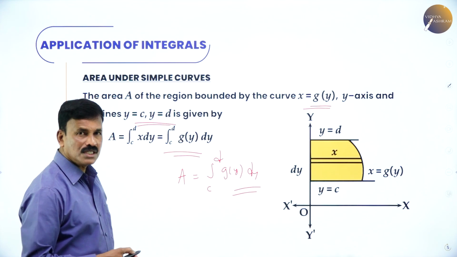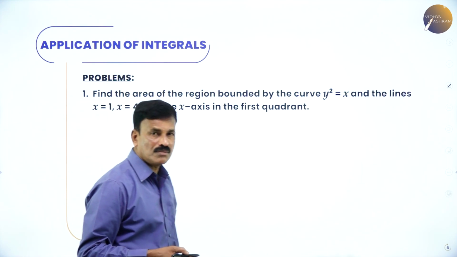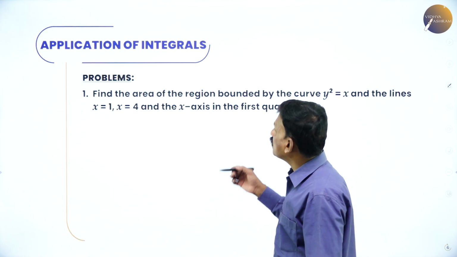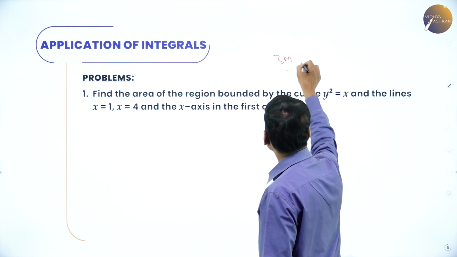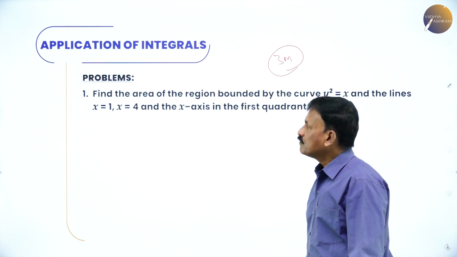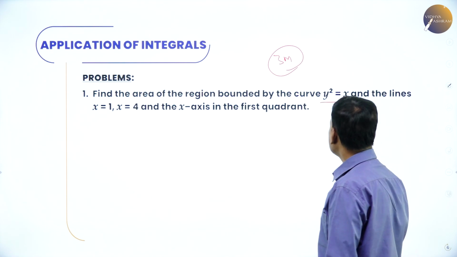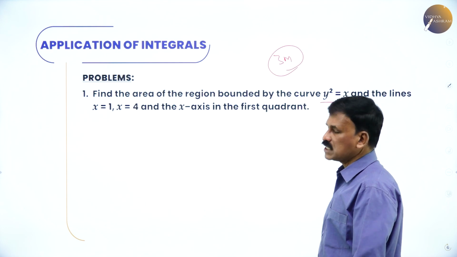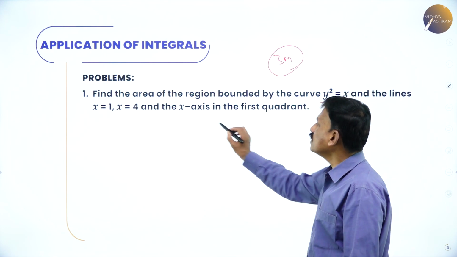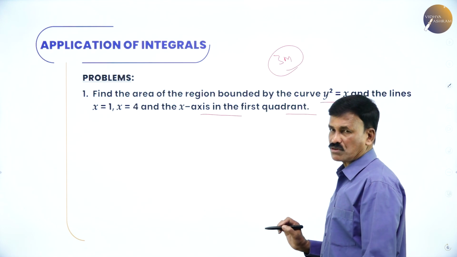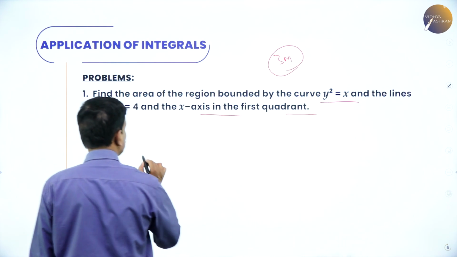Now by knowing this, let us take a problem. So a very simple and important problem for 3 marks. So you may expect this type of problem for 3 marks. Find the area of the region bounded by the curve y square is equal to x, this is a parabola, and the lines x is equal to 1 and x is equal to 4 and the x-axis in the first quadrant. So what is the curve given here?